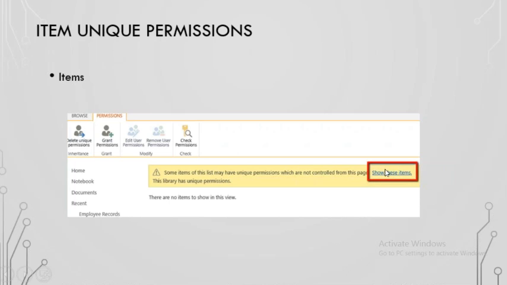And the same option that we saw earlier, we can actually do the same thing if we go into the library itself, the permissions of the library. You click on show items here. It will show you everything, all the documents that have unique permissions, or all the items in a list that have unique permissions.